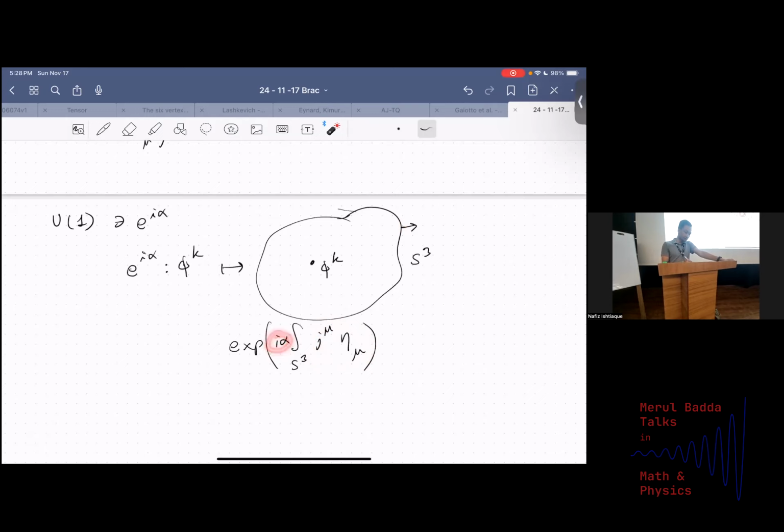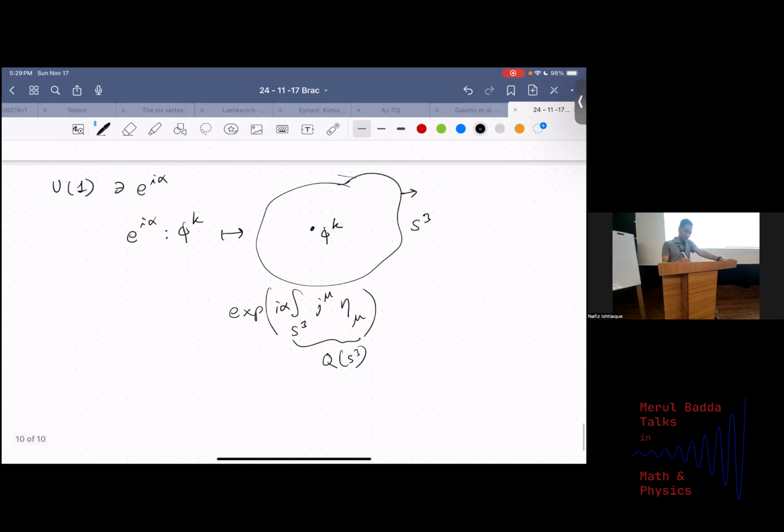And this I alpha is simply telling you which group element we started with. This quantity is usually referred to as the charge for this transformation, defined on this sphere.